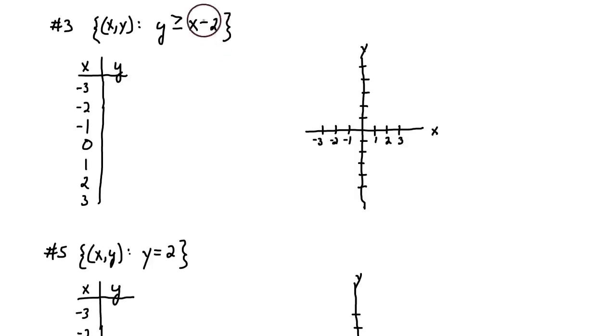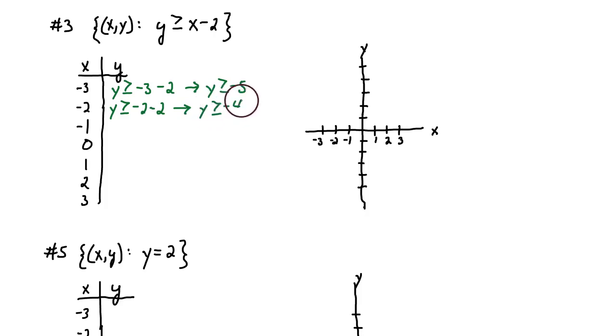Number 3, we have the set of ordered pairs x comma y such that the y value is greater than or equal to x minus 2. I've already made a table to keep things organized. Now let's substitute our values of x. This first one ends up as y is greater than or equal to negative 5. Next row of the table, let's substitute negative 2 for x. This one ends up being y is greater than or equal to negative 4. And let's continue like this, working down the table.